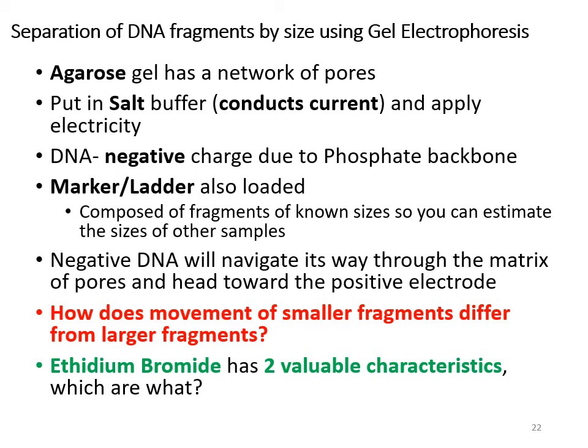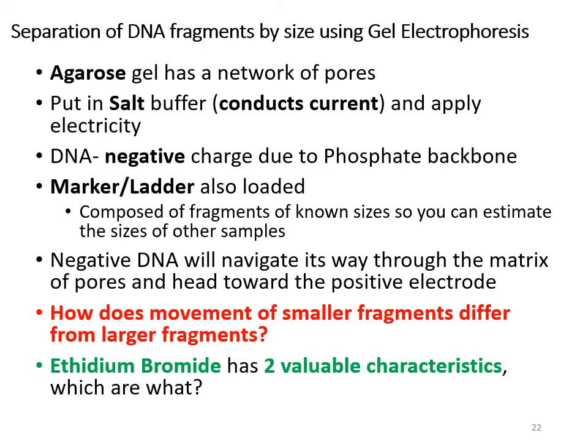Ethidium bromide has two functions in gel electrophoresis that I want you to know. One, it's what we call an intercalating agent. Intercalating agent means that it pools, or collects, between the base pairs of DNA. The second characteristic is that it glows under UV light.